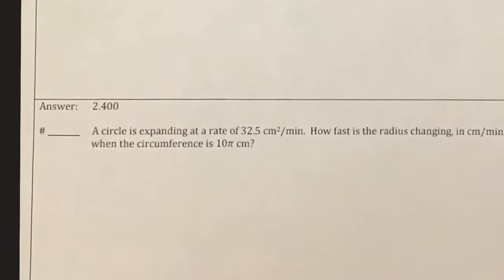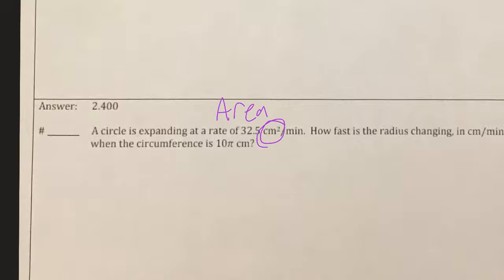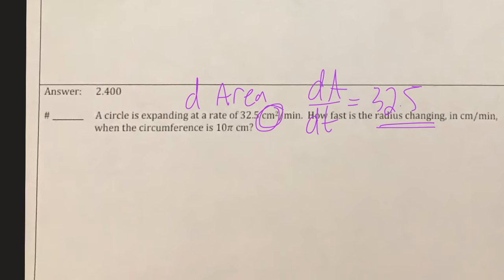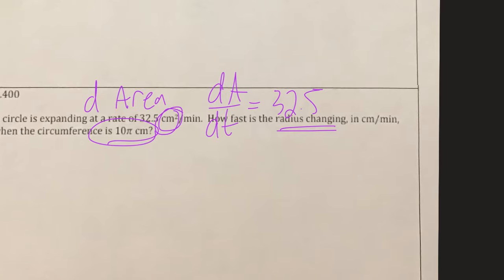Okay, let's see what we got here. A circle is expanding. So if a circle is expanding, that's talking about the rate of change of the area, right? We have squared centimeters, so the rate that is changing is the derivative of the area. So we know dA/dt is equal to 32.5. How fast is the radius changing when the circumference is 10 pi? How fast is the radius changing? So dr/dt when the circumference is 10 pi.